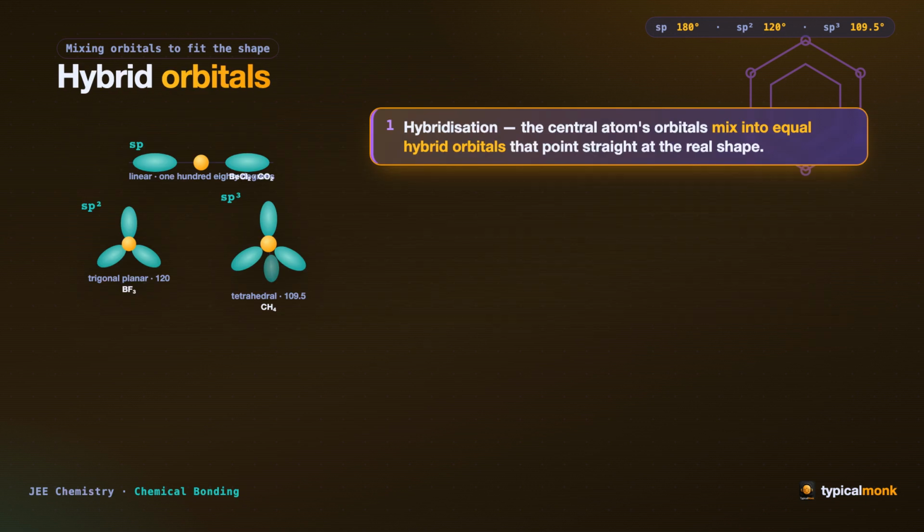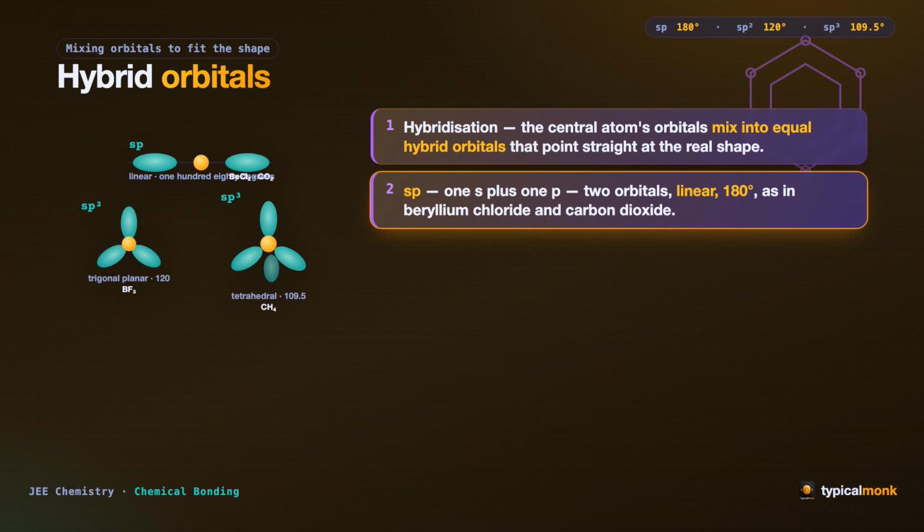Look carefully at this diagram, because it is the heart of today's class. Hybridization is this. The atomic orbitals on the central atom mix together into a set of new, equal orbitals called hybrid orbitals, all of the same energy, pointing exactly at the shape the molecule wants. The first case, sp. One s orbital mixes with one p orbital to give two hybrid orbitals, pointing in opposite directions. That is linear, with a bond angle of 180 degrees, as in beryllium chloride and in carbon dioxide too.